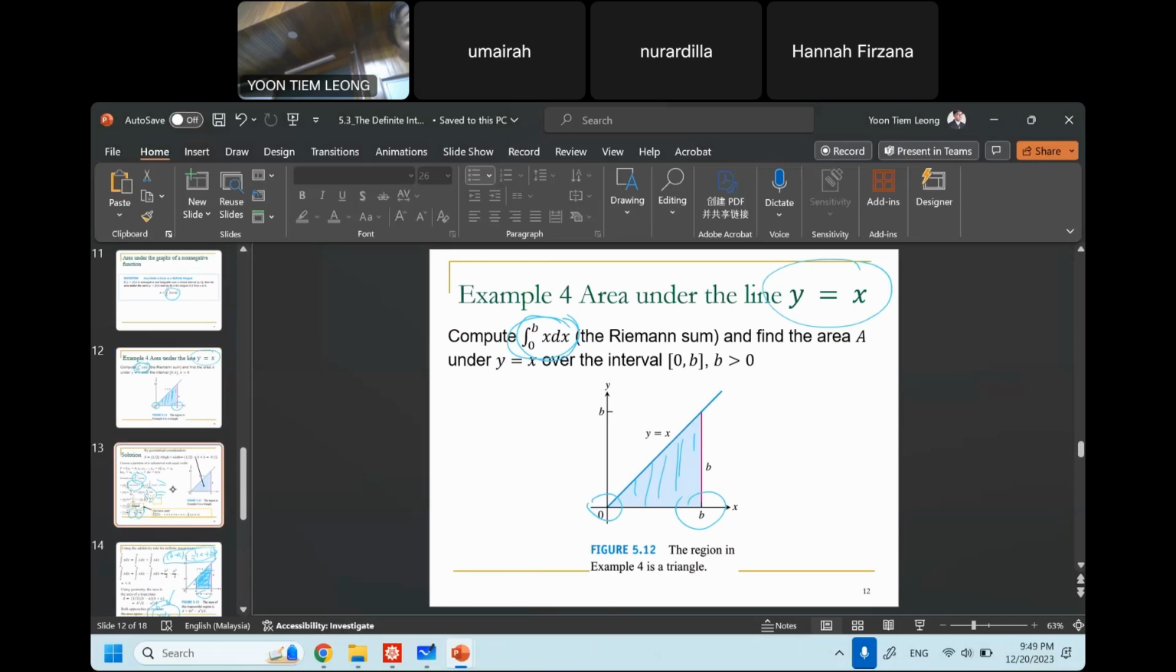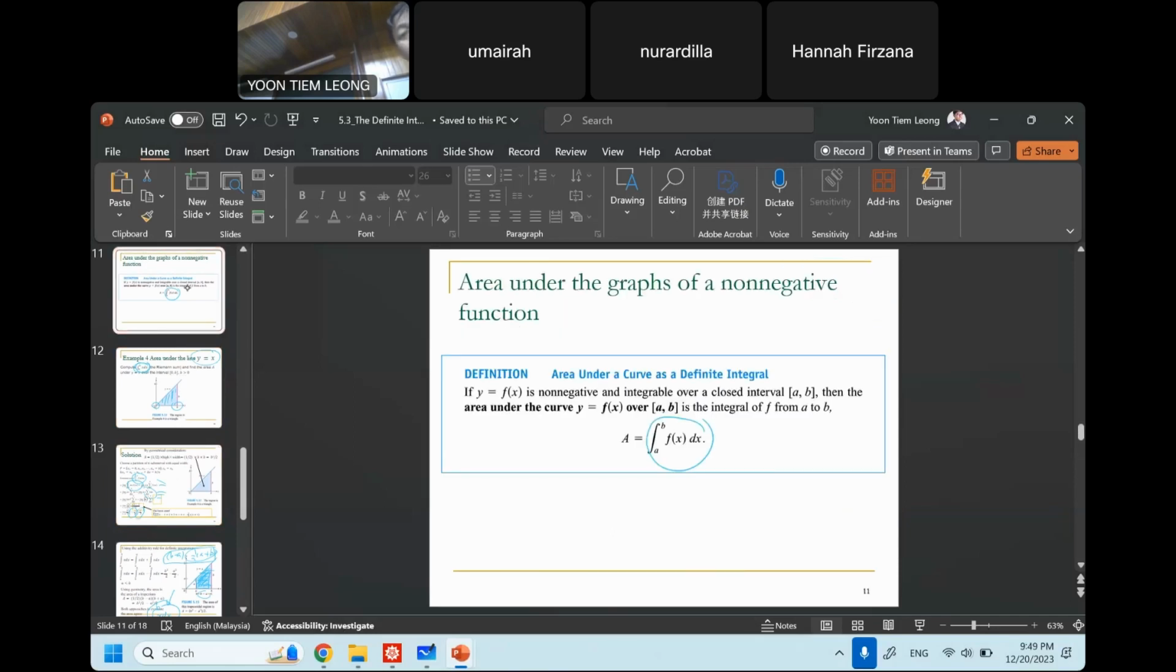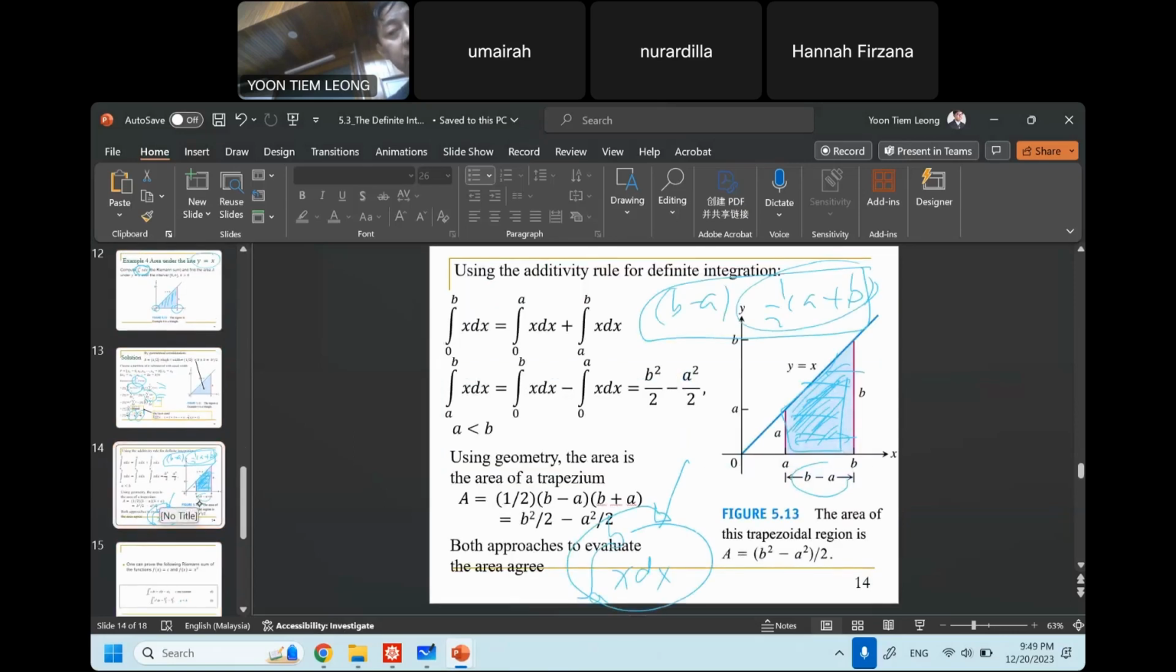Therefore, this example proves that the area of a function which is positive represents the Riemann sum. But in general, if the function is more complicated than a straight line, then it will be difficult to prove that the Riemann sum of such a function is equal to its geometric area.